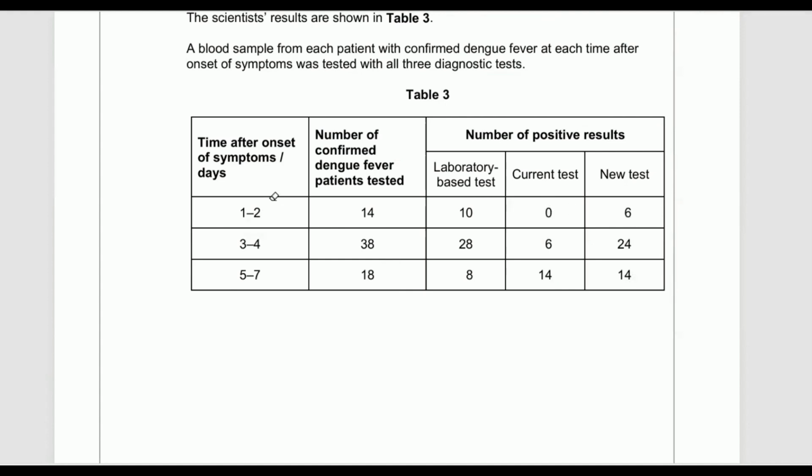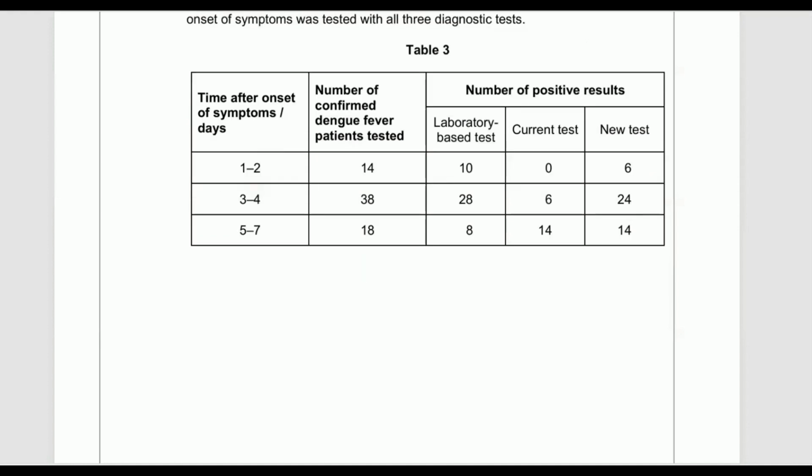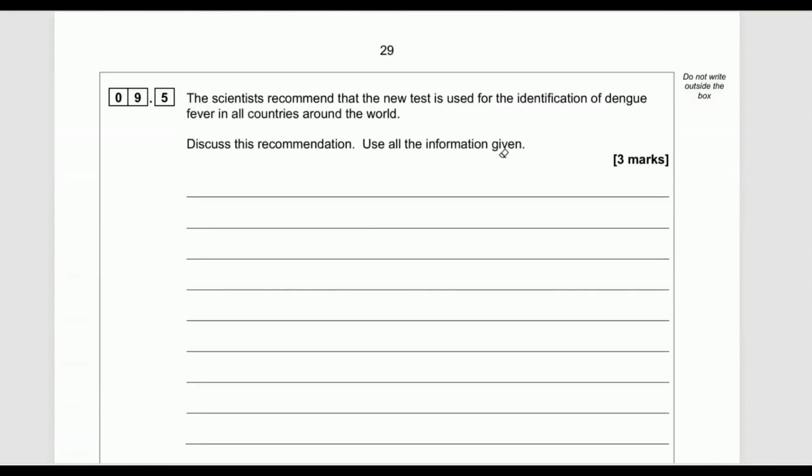So number of cases of people, when they were 14, the lab picked up 10 of them. The current test, really useless after one day, didn't pick up any, and the new test 6. So we can see the new test is actually better than the current test when the symptoms have been between 1 and 4 days at picking up a diagnosis. And the new test is actually better than the lab-based test after 5 days. So scientists recommended the new test is used for the identification of dengue fever in all countries around the world.